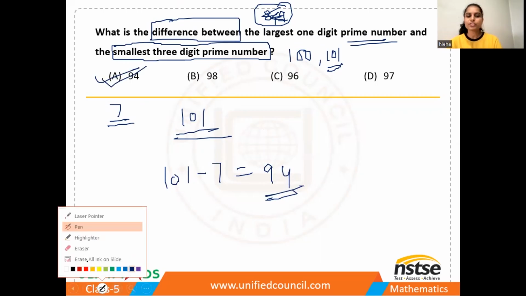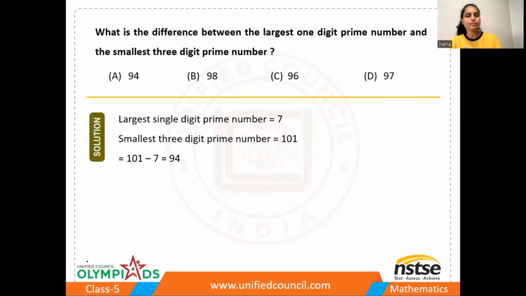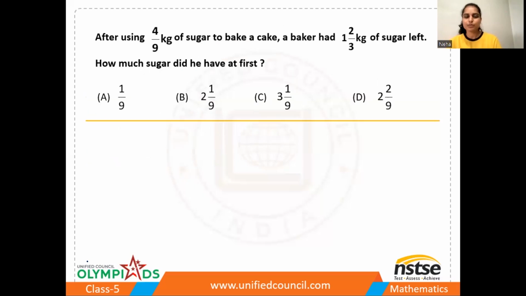Okay, so in this question, basically you have to find the smallest three-digit prime number and the largest one-digit prime number, and then you will get your answer. That's it. Perfect. Let's move to the next one. So here is the next question.